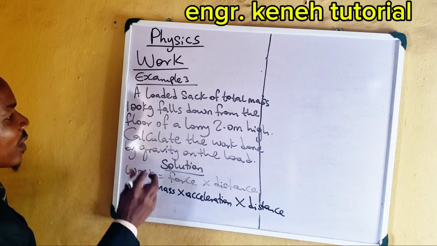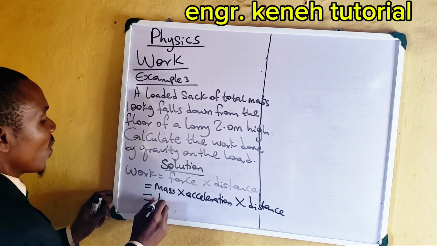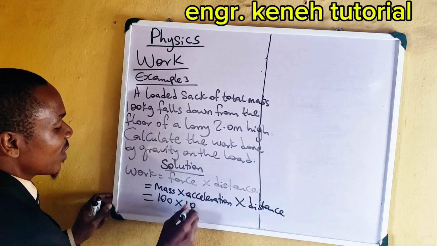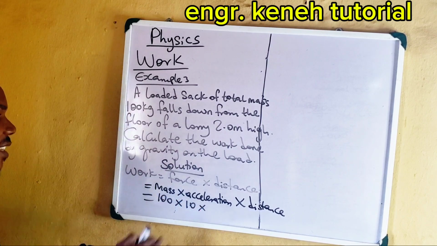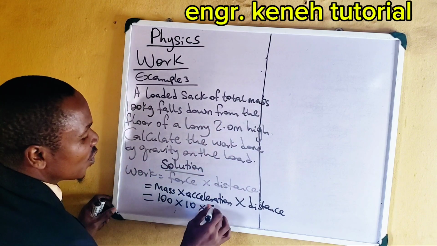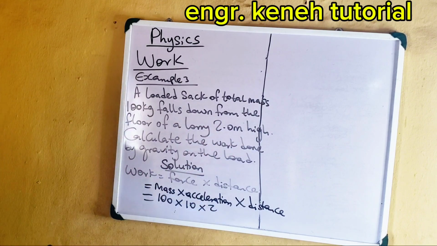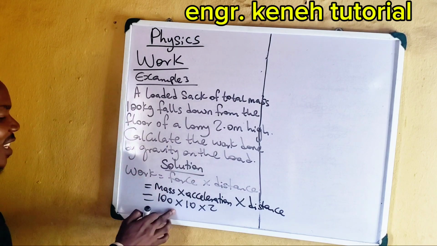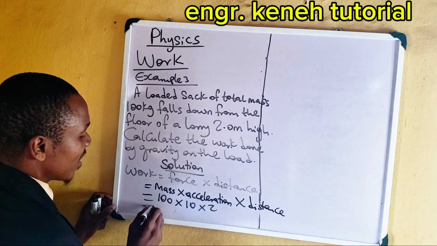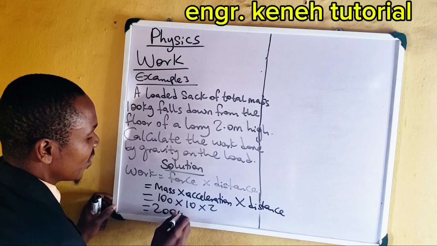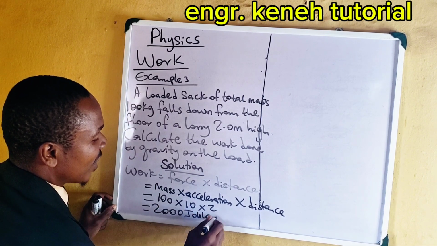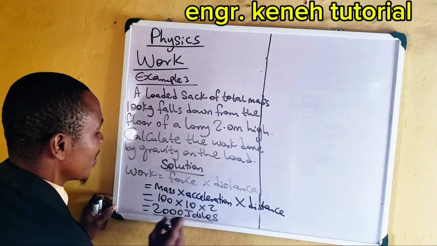So the mass they gave us is what? We have 1000 kg times acceleration due to gravity, which we take to be 10. Then they said height of what? 2. Can you see it? All right, so when you calculate this, what do we have? 1000 times 10 gives us 10000, times 2 gives us 20000 joules. So that is how this can be solved.